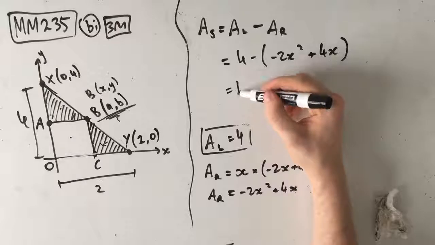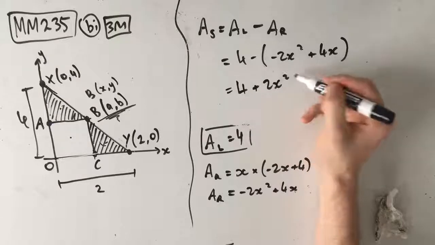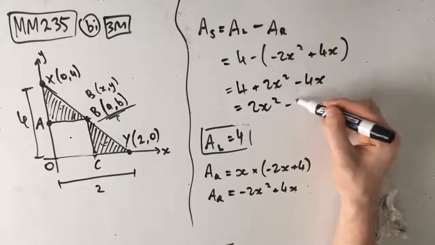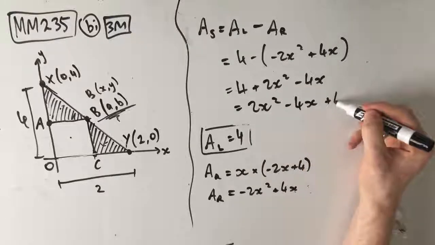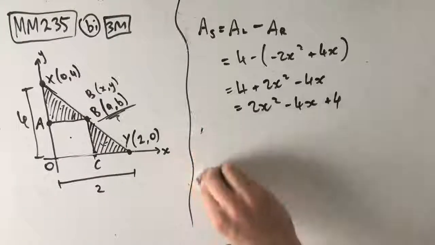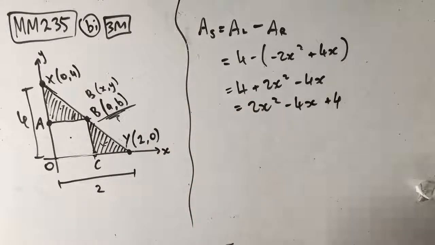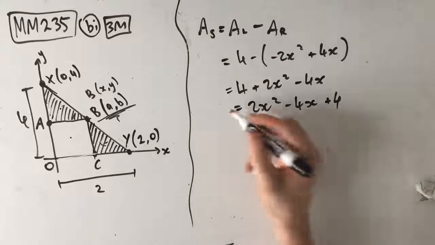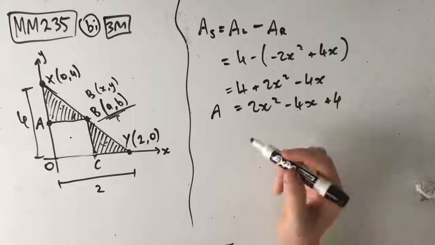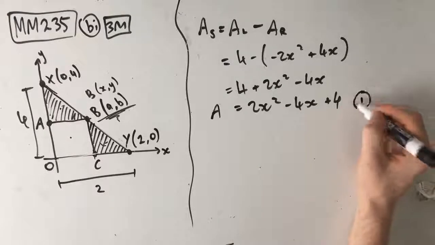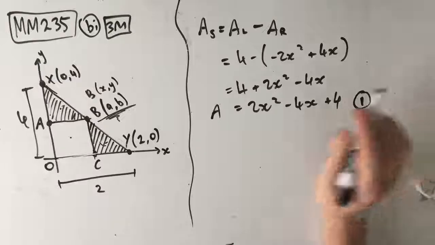So we get 4 plus 2x squared minus 4x, and I'm just going to rewrite this because I like having the quadratic in the proper format. 2x squared minus 4x plus 4. What we can do as well is take out the common factor of 2, but it doesn't really matter. It's up to you. Because that's not what our final answer is going to be. We're still going to need to figure out our derivative. So the fact that we found our area, or our area formula, is our first mark out of the 3.